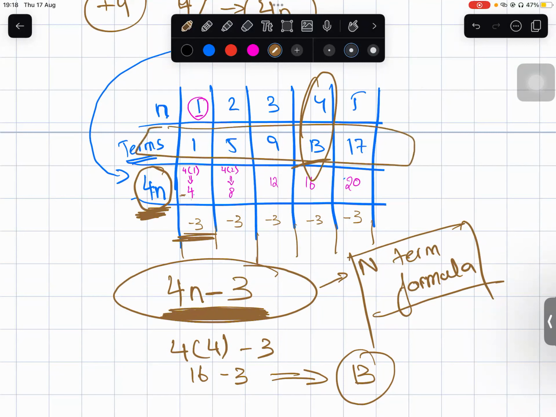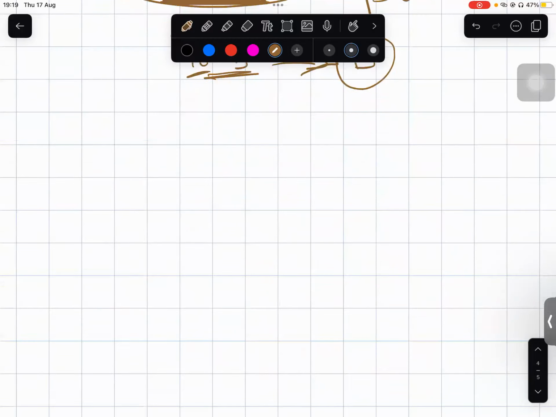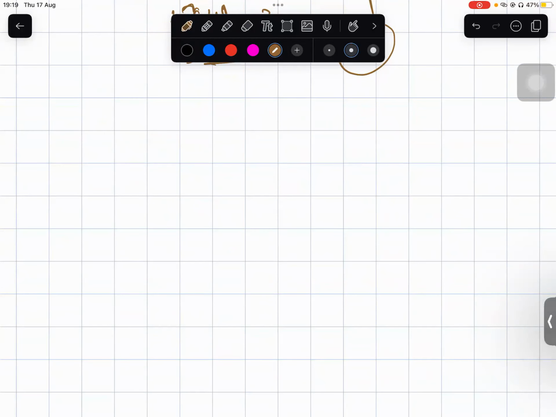Now, basically, if the examiner asks you what would be the 4th term in the sequence, this n is the number of the term, right? So you're looking for the 4th term. You will replace n with 4, like we did here. 4 times 4 is 16, and then minus 3, you'd get 13. Right, cool.